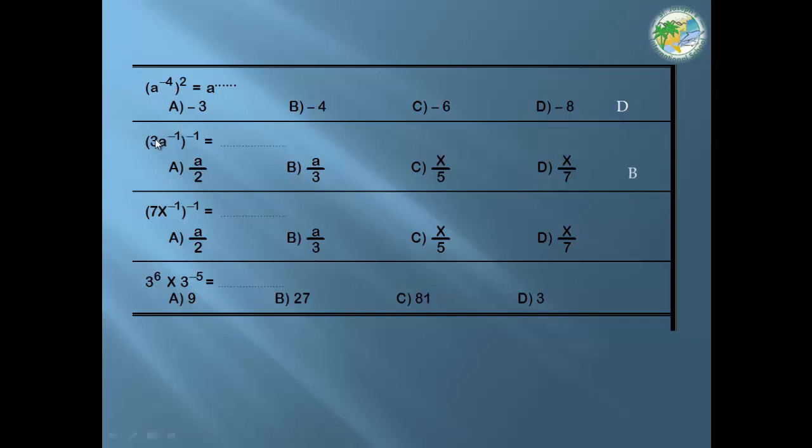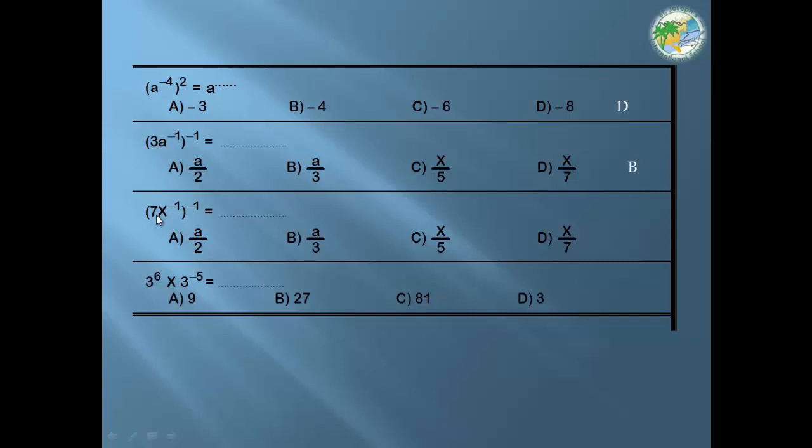The next question: 3a power negative 1 power negative 1. Now we can't multiply negative 1 times negative 1, because this power is for a only, meaning a power negative 1 only. Then we can write 3 over a power negative 1. Then 3 over a power negative 1 equals a over 3. Of course, a over 3.